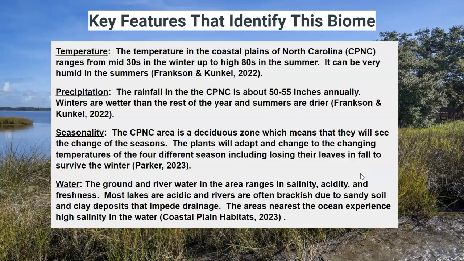The key features that identify this biome are temperatures that range from low in the winter to high in the summer. It can reach the mid-30s in the winter and the high 80s in the summer. It can also be very humid in the summers. The precipitation is about 50 to 55 inches annually. Winters are generally wetter than the rest of the year and summers are drier.